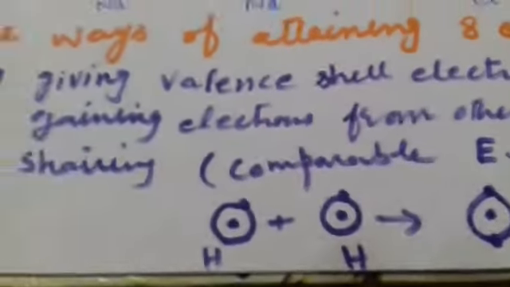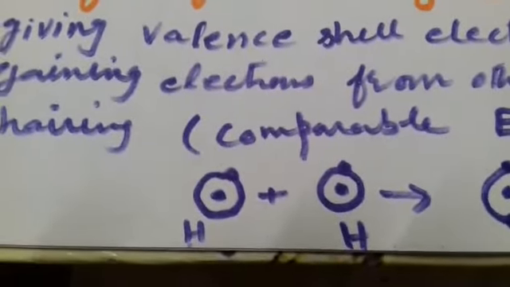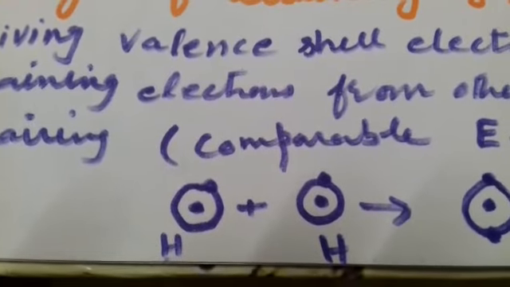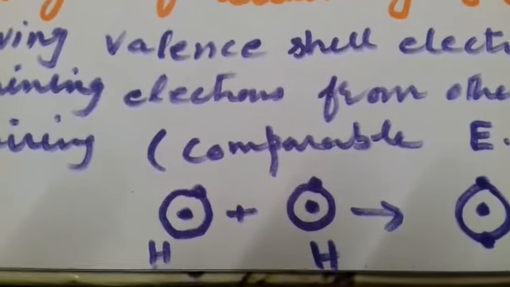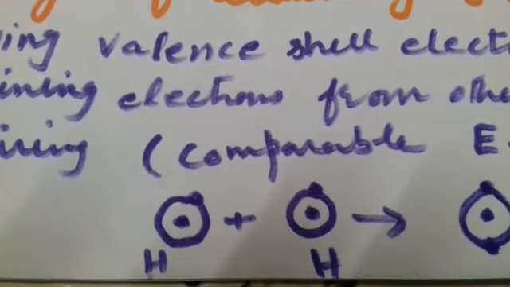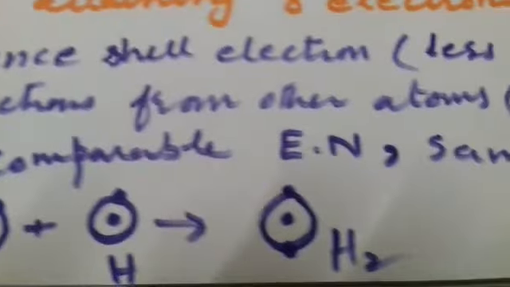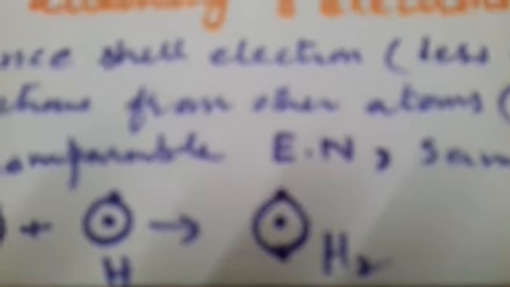For example, hydrogen has one electron in its outermost shell. Here the two atoms can share their electrons in their valence shell and will form a molecule of hydrogen.